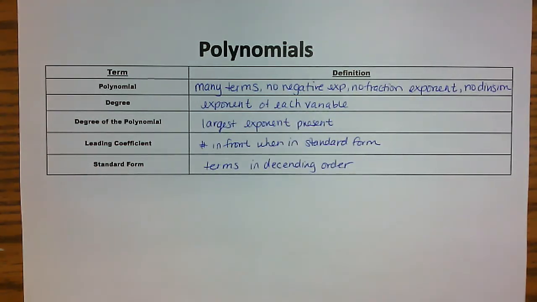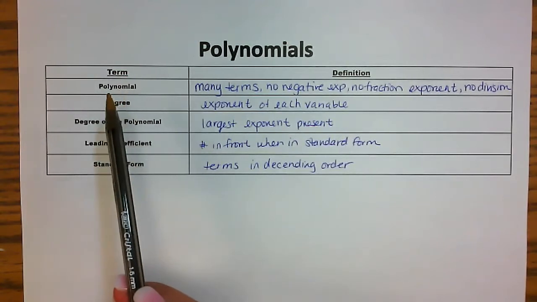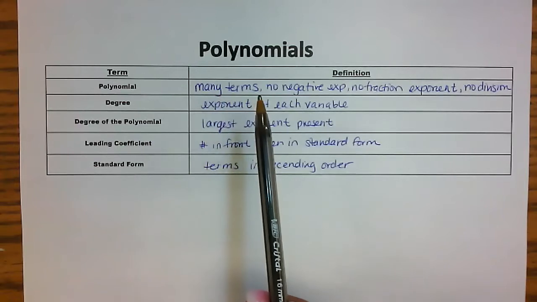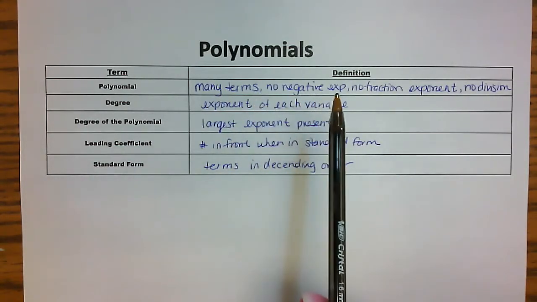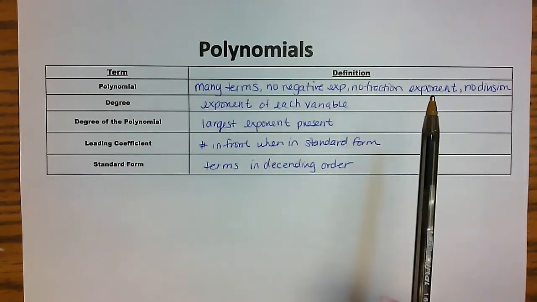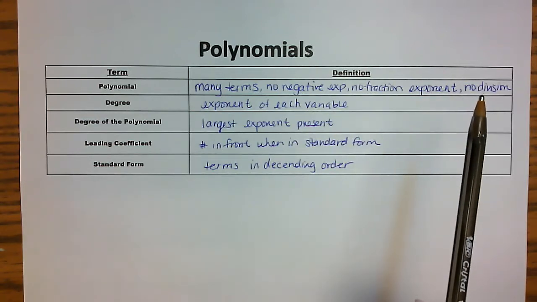Okay, now I'm going to go over the definitions that you just wrote. First off, we've worked with polynomials, but we haven't actually talked about what they are. Polynomials are going to be one or many terms. They're going to be separated by operations. They're going to have no exponent that has a fraction or no negative exponent, and there'll be no division within the polynomial.